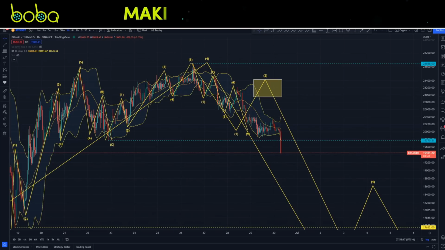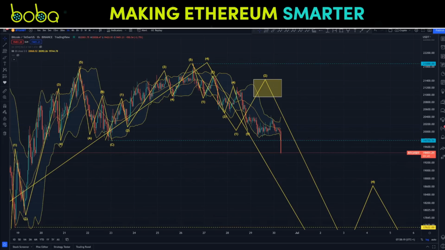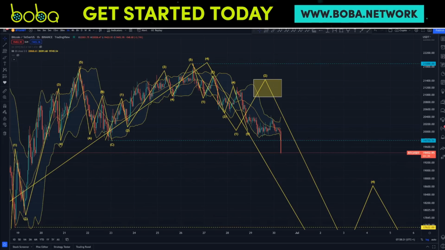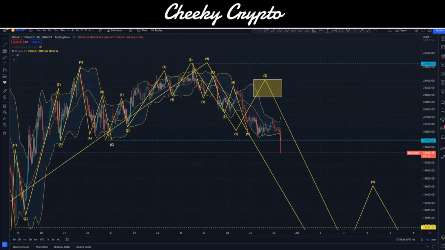Now in yesterday's video we were talking about a potential leading diagonal and then a bounce to the upside. I still think the bounce is likely to happen here. However, I no longer think this is a leading diagonal. I actually just think it's a 5-wave drop. So let's go ahead and just show you what that looks like.